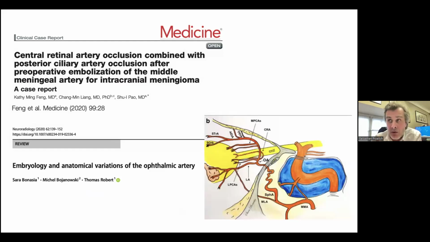Be aware also that sometimes the middle meningeal artery gives the central retinal artery through the superior orbital fissure. If this happens and you cut the middle meningeal, you can have blindness. This is extremely rare. But I had a case recently that a fellow of mine pointed out to me, and if he hadn't told me that, maybe I would have had an issue.